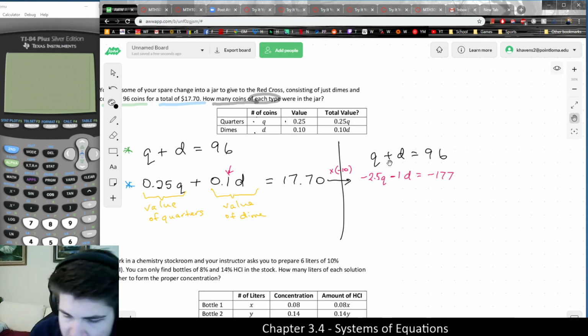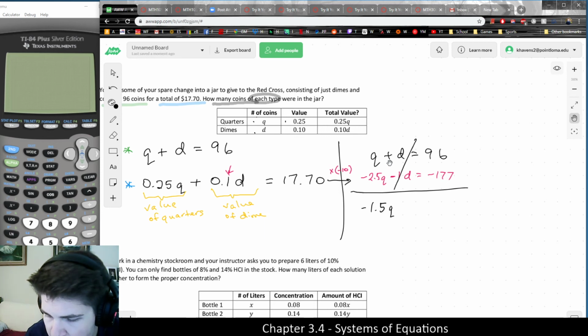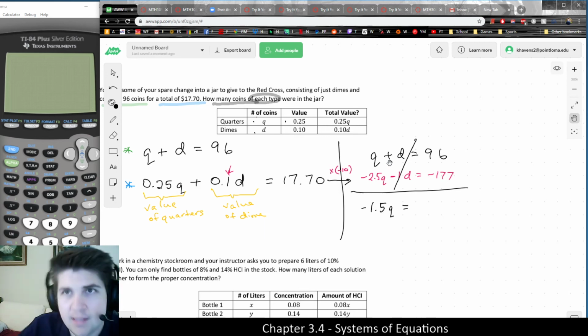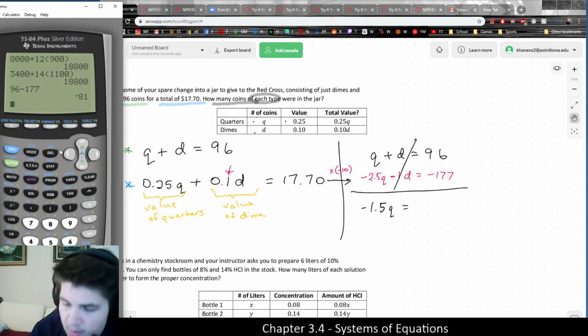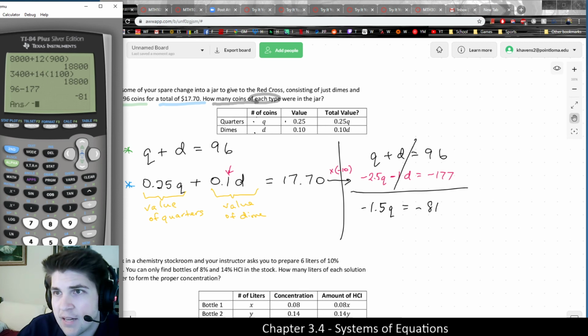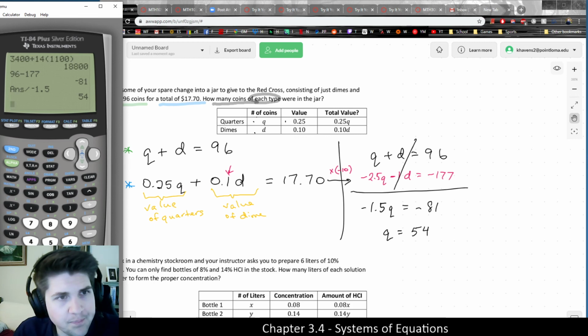If I then add these things together, d minus d will cancel. And over here I'll have 1q minus 2.5q. That would be negative 1.5q, and that's going to be equal to 96 minus 177. I'm going to use my calculator just because I want to be sure I don't mess that up in my head, which is negative 81. And then if I divide through by negative 1.5, this should give me the number of quarters that I have in my jar, 54.